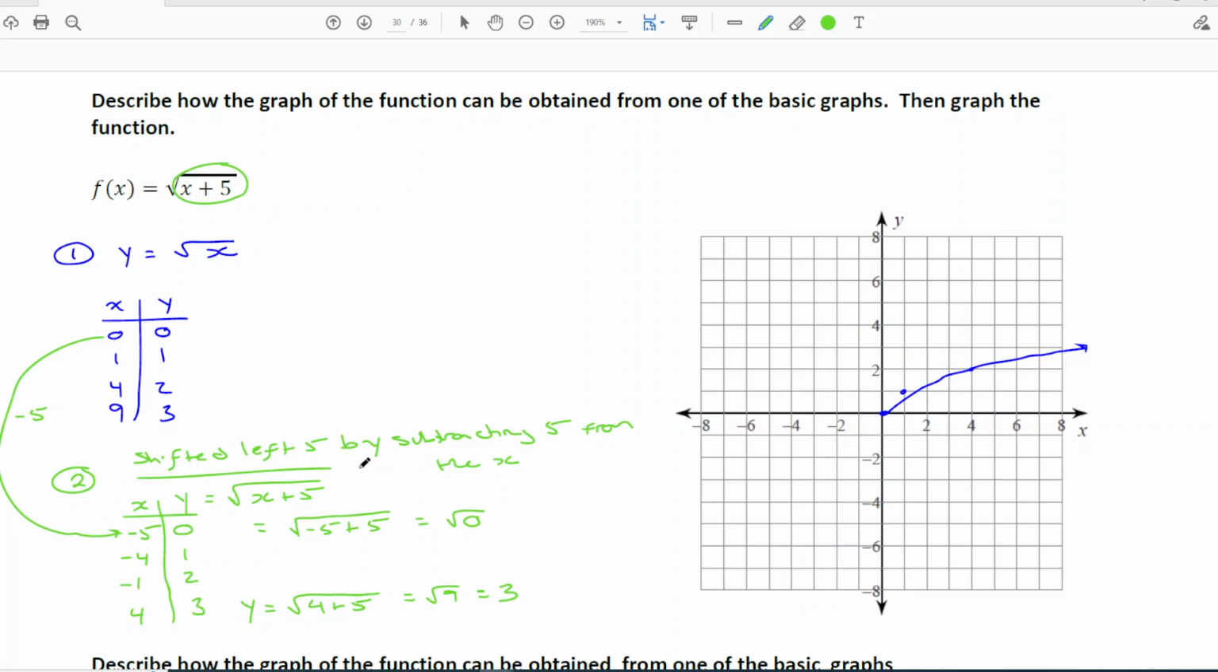The textbook's just like, well, how would you shift left? Oh, you're subtracting 5 from all the x values. They're just very verbose at the beginning to try to get you used to these transformations. So if I plot these points, I've got a point at negative 5, 0, negative 4, 1, negative 1, 2, and 4, 3. And what I've done, oh, that's 2.